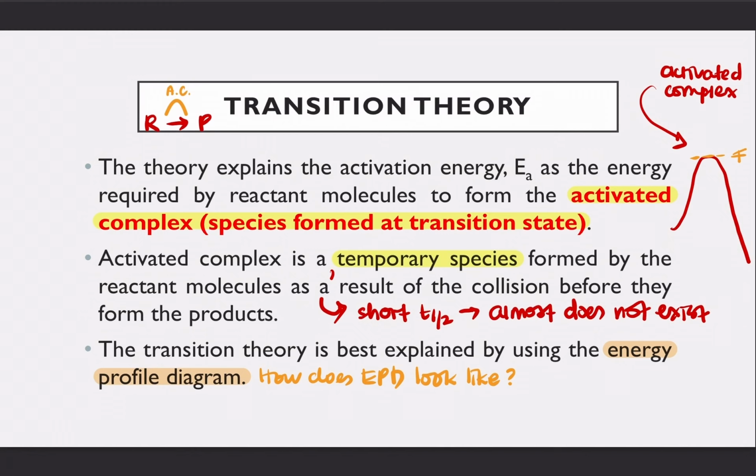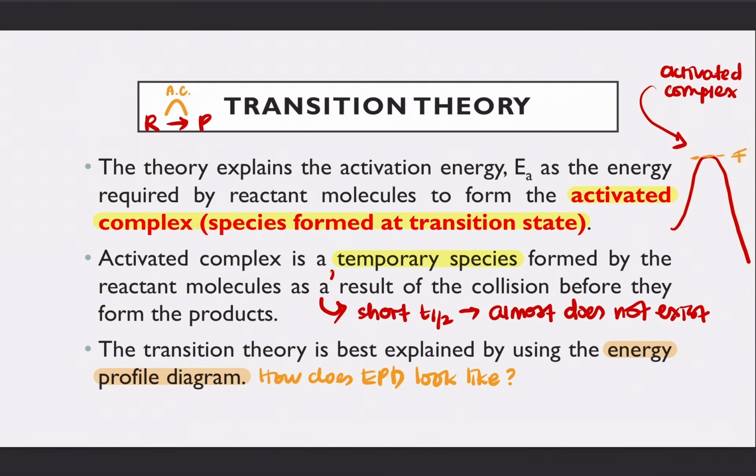Meaning, it exists for a very short time. It almost does not exist, but it does exist. It is the activated complex, formed at the transition state energy. This one is the transition state. It is up that hill. So let's say this is your reactant, and below is your product. This hill is called the transition state. This is where your activated complex is formed.